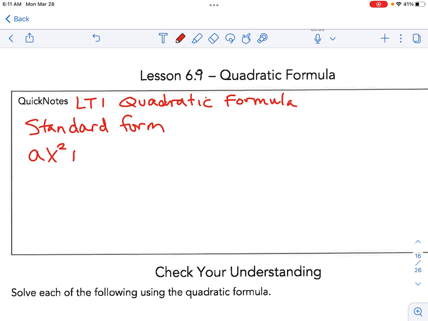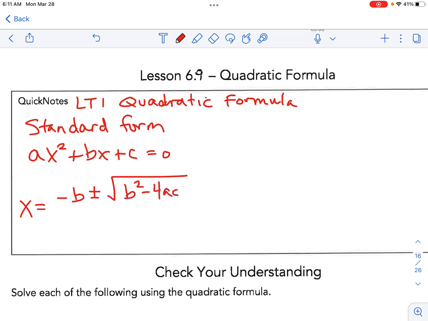The ax squared plus bx plus c equals 0. And then the solution is the opposite of b plus or minus the square root of b squared minus 4 times a times c, all over 2 times a.